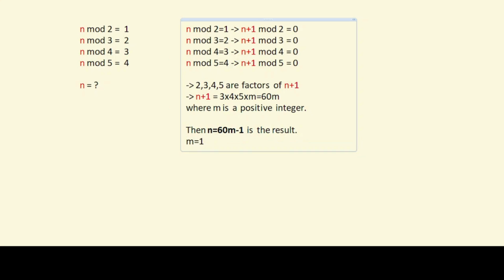It means that when m equals 1, then n equals 59, satisfying the given constraints. Similarly, when m equals 2, then n equals 119. Also, when m equals 3, then n equals 179, and so on.